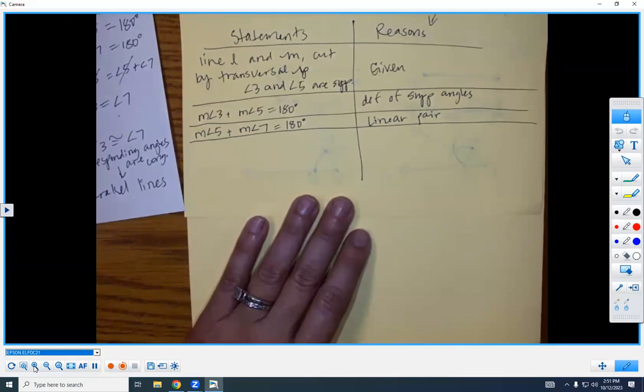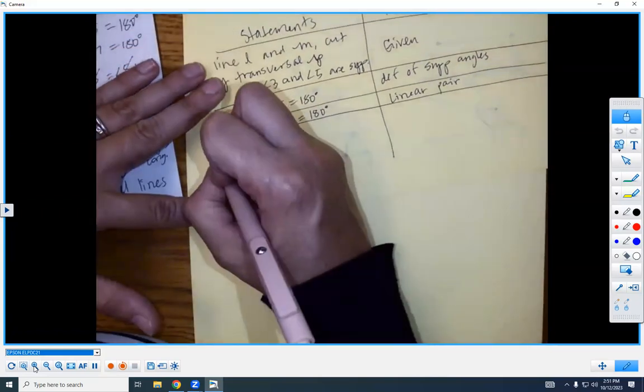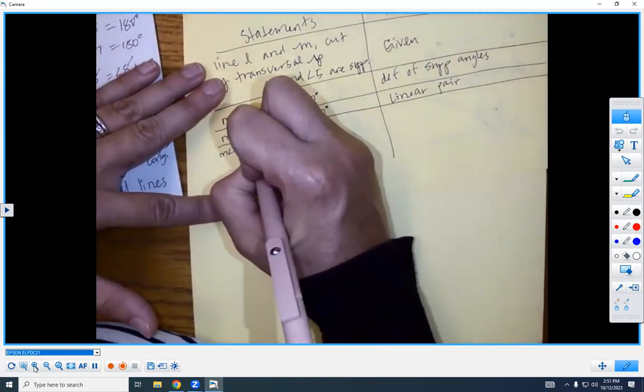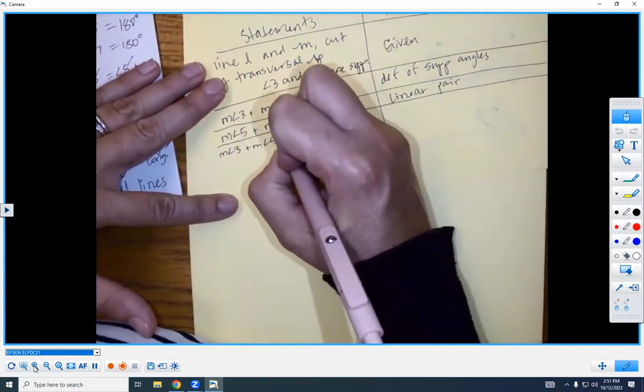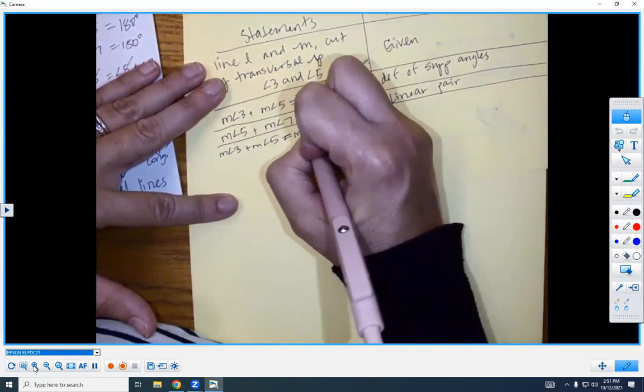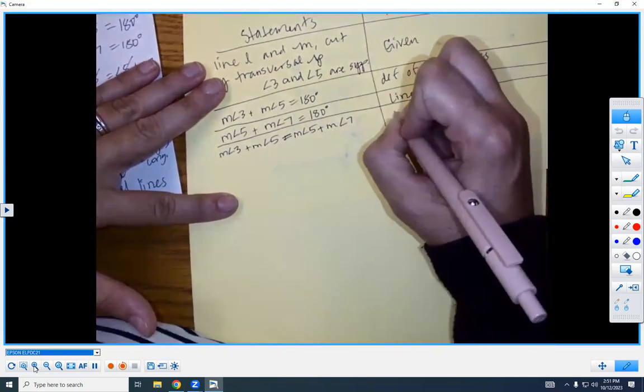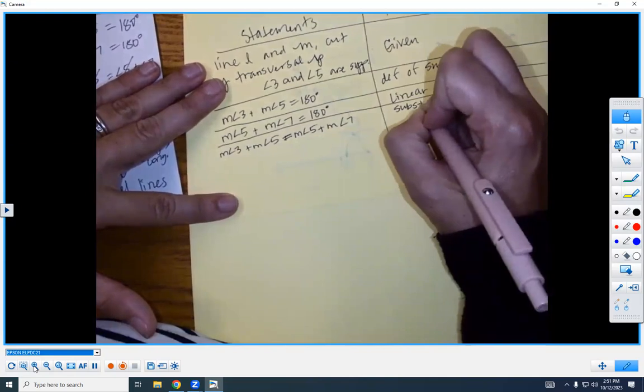And then say the measure of angle 3 plus the measure of angle 5 equals the measure of angle 5 plus the measure of angle 7. And is that the substitution property? Yes, that's the substitution property.